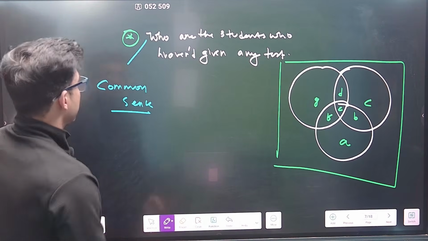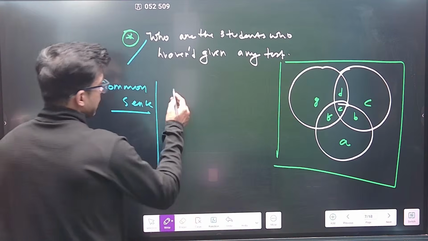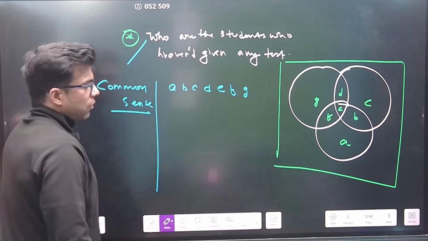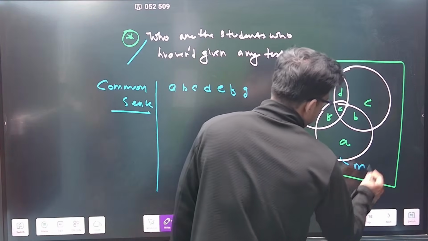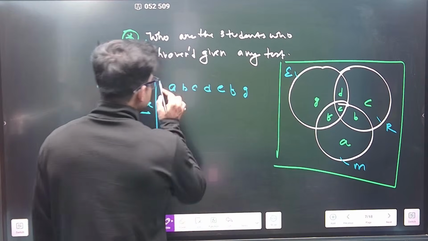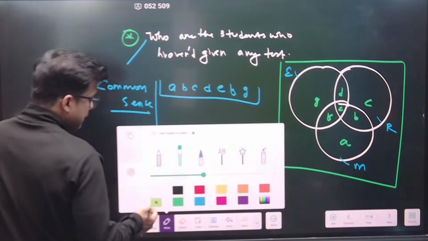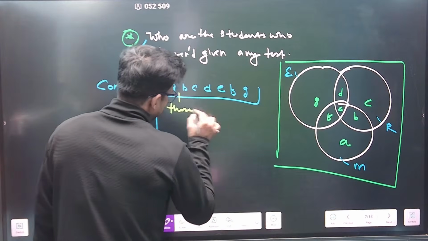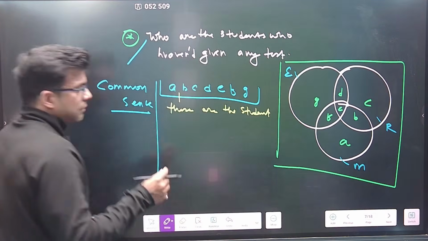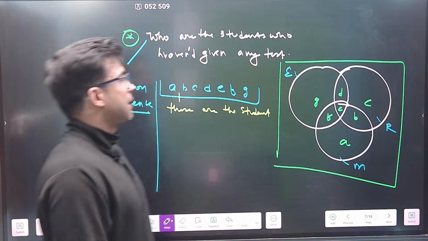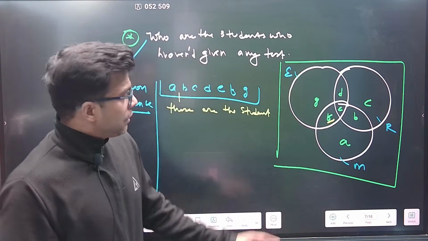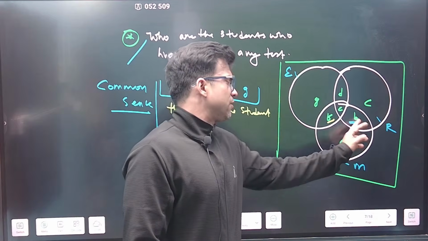See, everyone, see the logic. All the people, whether it is A, B, C, D, E, F, or G, all belong to either maths, reasoning, or English. But let's say these are my students. Name the student who has given all 3 exams. You can say E is that person. Name the student who has given English and maths. You will say F. Name the student who has given maths and reasoning. You will say B.